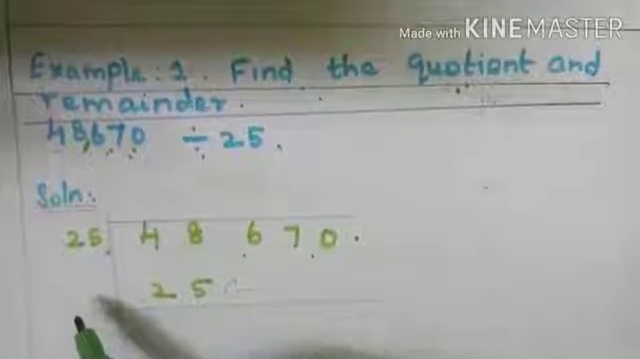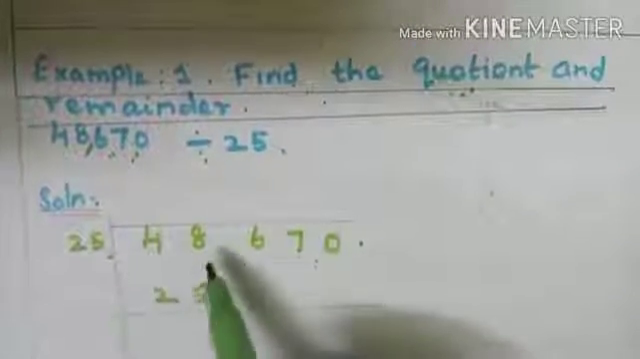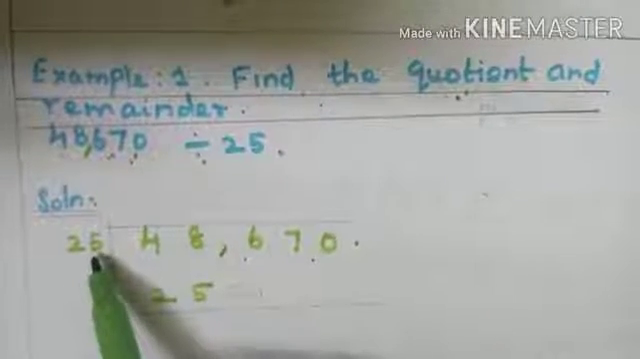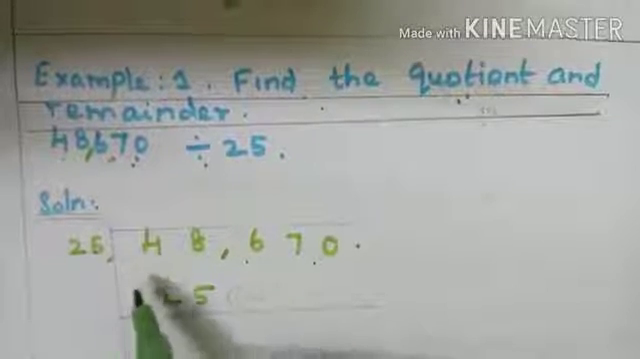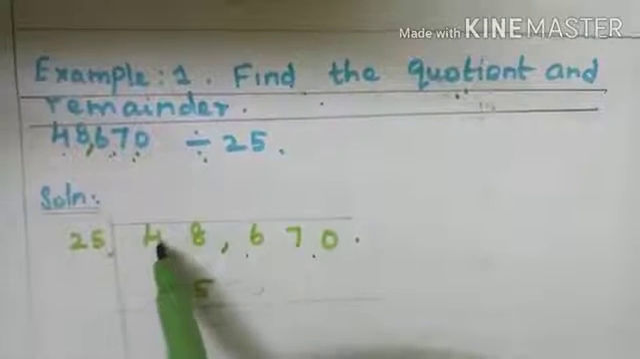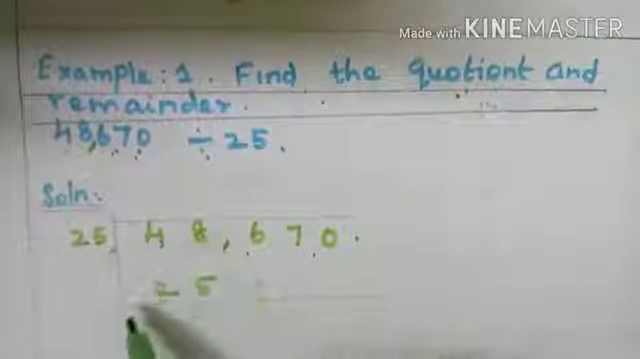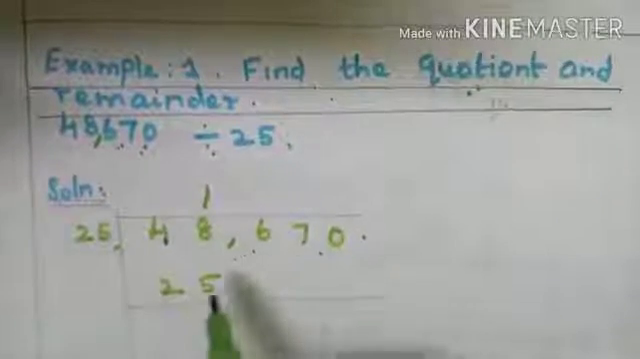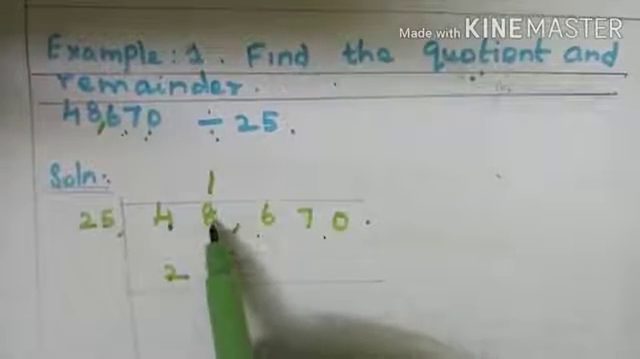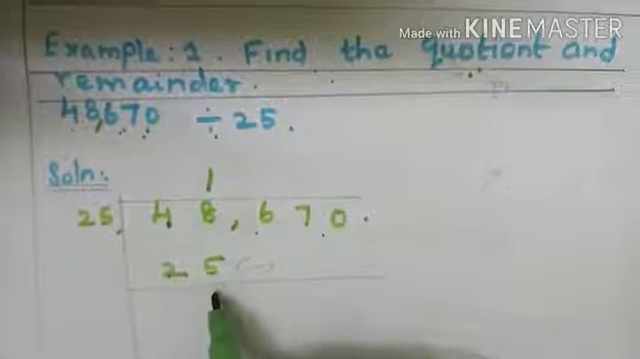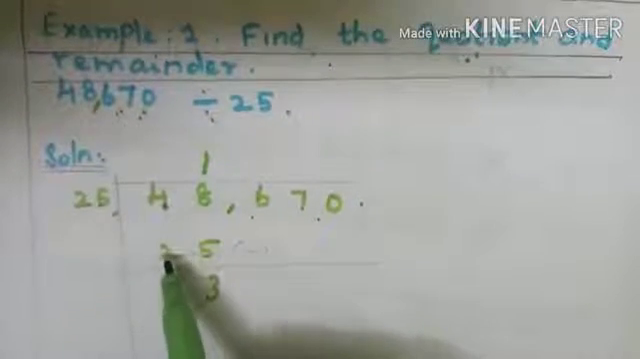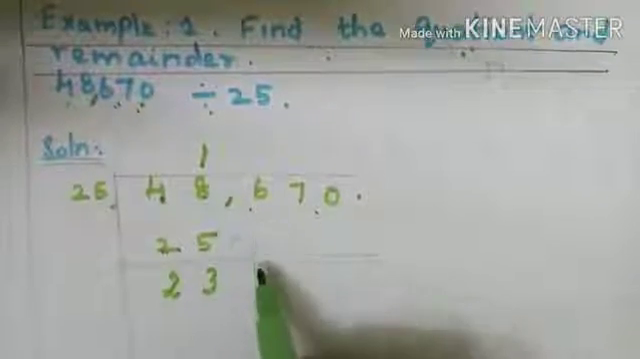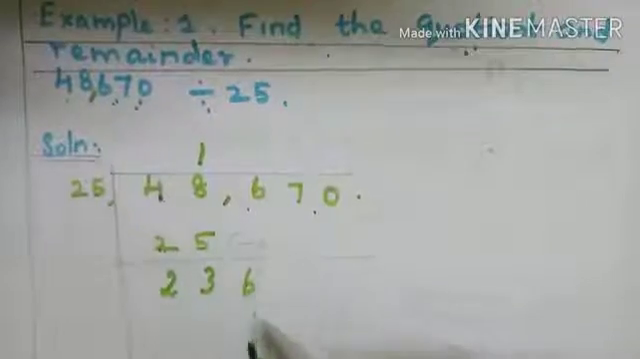First we are going to divide the number. See here 48. Here 1 time 25 is 25, and 2 25s are 50. But the given number is 48 here. So, 1 time 25 is 25. Next, we are going to subtract. 8 minus 5 is 3. And here 4 minus 2 is 2. Now, we are going to drop the 6 here.